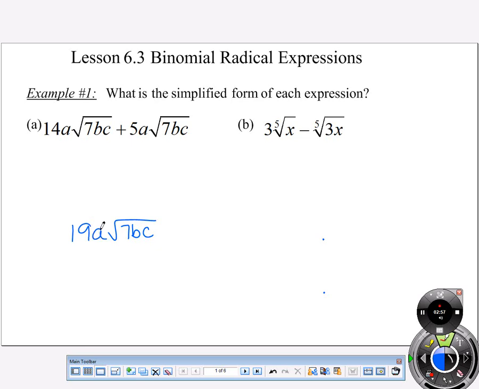And then if you can simplify that radical, you would. In this case, are there any perfect squares contained within our radical? No. So there's nothing else for us to simplify, and that's it. Okay. All right, so what about part B? Can we simplify it? Why or why not? CJ?